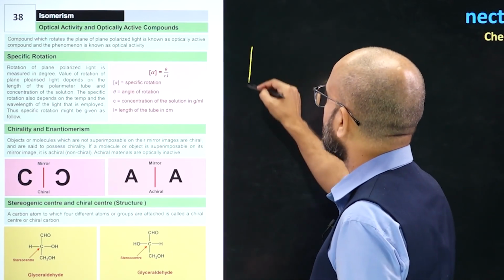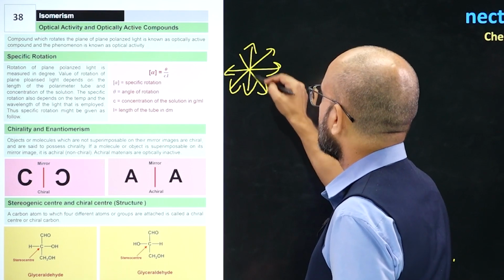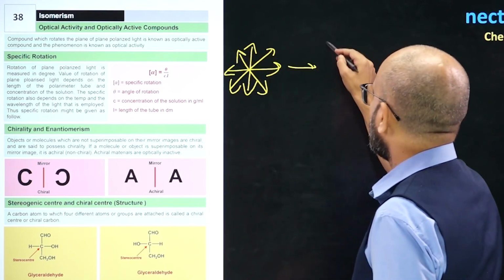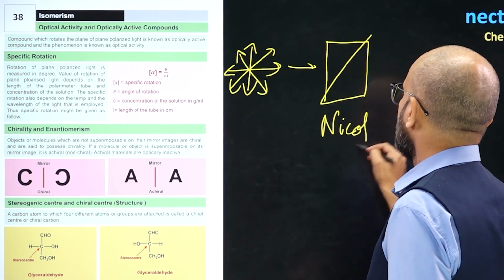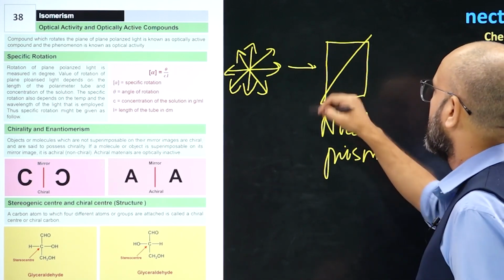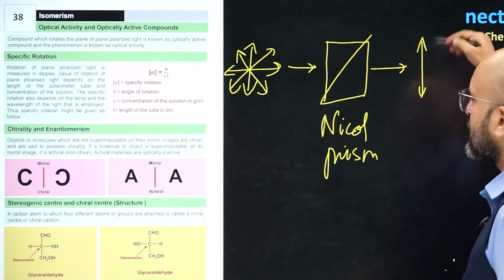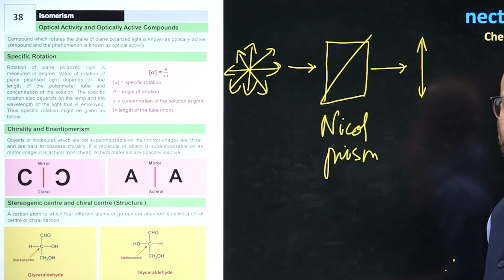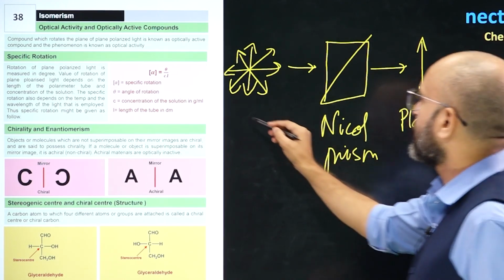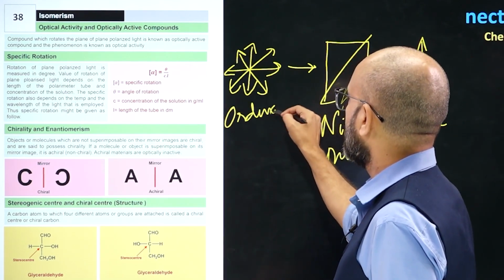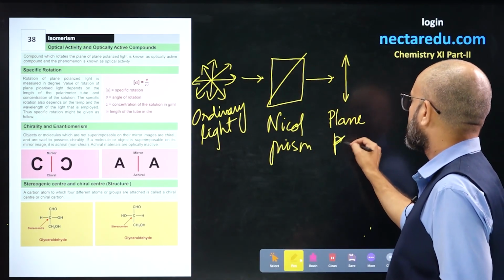See, normal light has vibrations along all directions. When this light is passed through a Nicol prism, we get only oscillations in a particular direction. We get light in which vibrations are happening only in a particular direction. So this is called plane polarized light. This is ordinary light, and this is called plane polarized light.